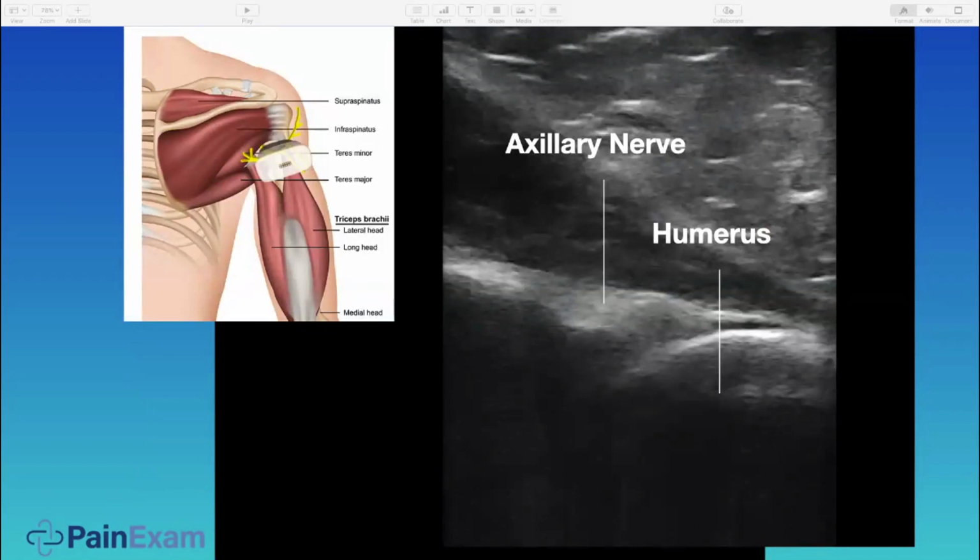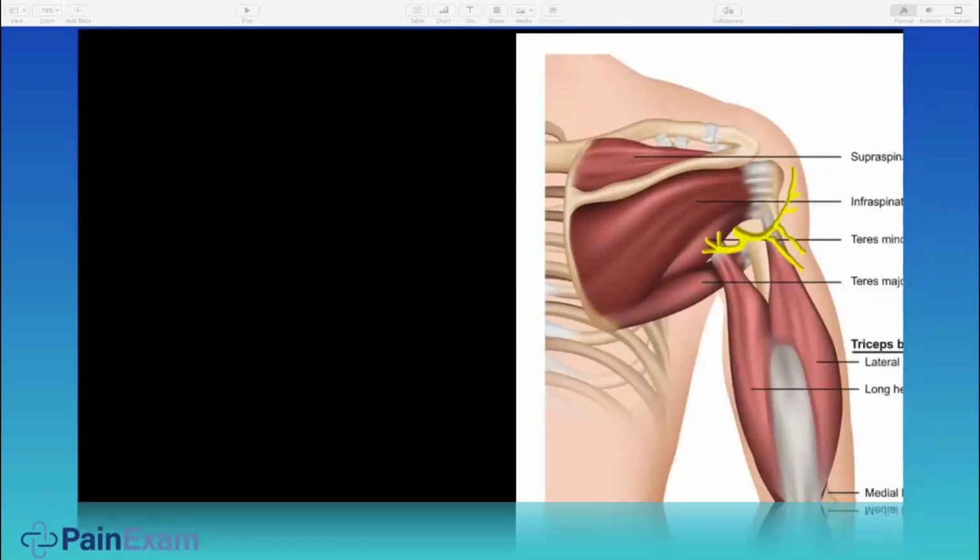So once again, humerus, axillary nerve, and here's a position of my ultrasound. The nerve is actually coming at you and then branching different ways. This is posterior, okay? And here's a little video.